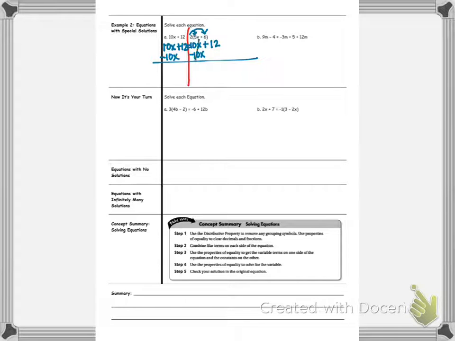It cancels out on the left. However, it also cancels out on the right. So I'm going to bring down my 12, and I'm going to bring down the 12 from the right. 12 equals 12. That is always true, and this is what we call a special solution, and that answer is all real numbers.